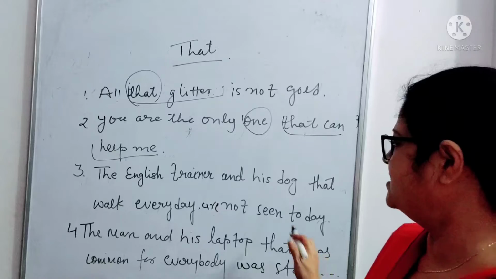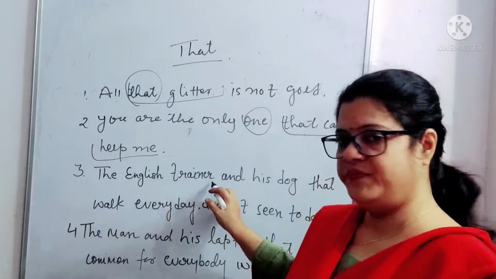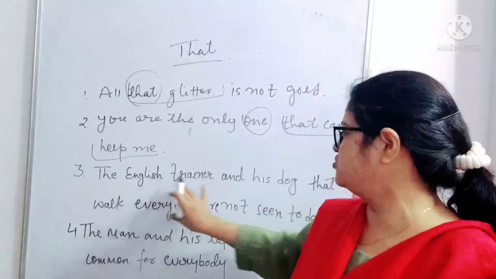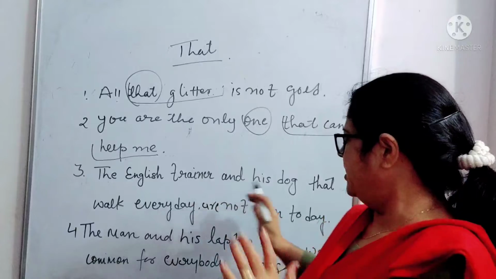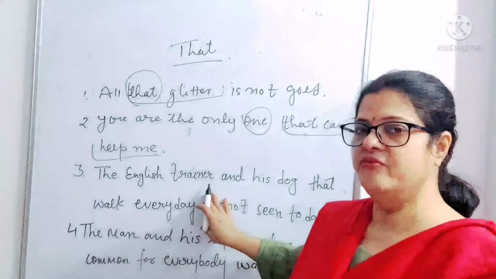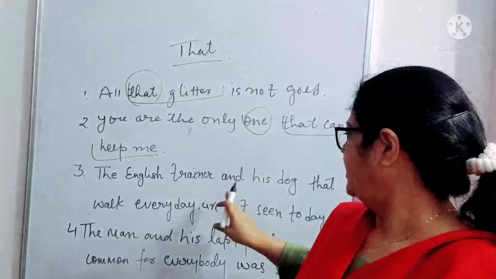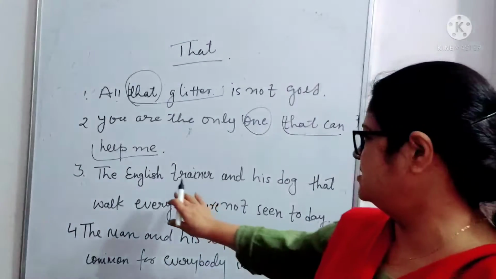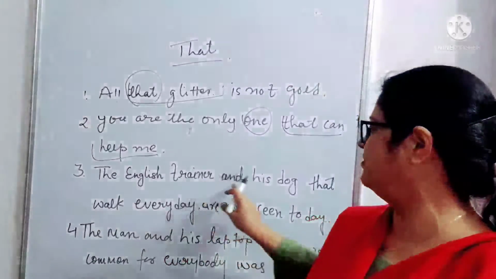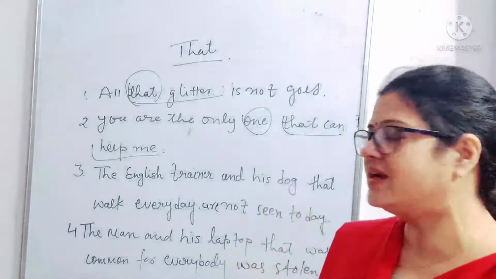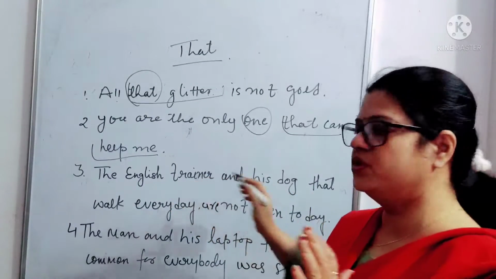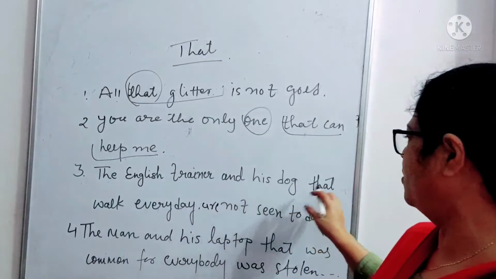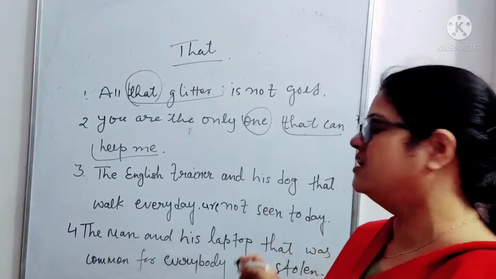Okay. So in this sentence we see that the English trainer and his dog, we are talking about two subjects, the English trainer and his dog. If it were only the English trainer, we would have used who for it. If it were only the dog, we would have used which for it. But since these two subjects are connected with and, we would use that relative pronoun to show the combination of two subjects. The English trainer and his dog that walk every day aren't seen today.